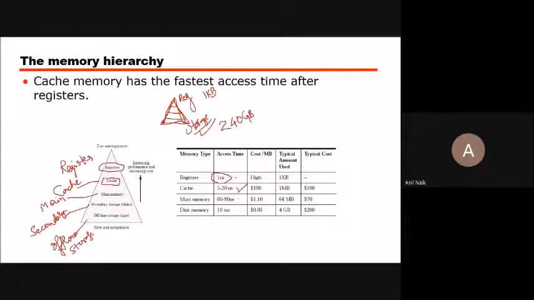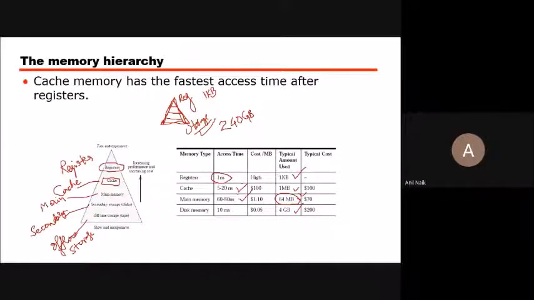So registers, the access time is very fast. Then cache memory, the speed reduces a little bit because cache memory takes more time, 5 to 20 nanoseconds. Then main memory takes around 60 to 80 nanoseconds. Suppose, what is the size of the memory? Register 1 KB size, cache memory 1 megabyte, main memory 64 megabyte, and the disk memory we considered as 4 GB.